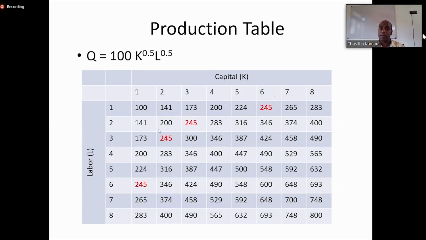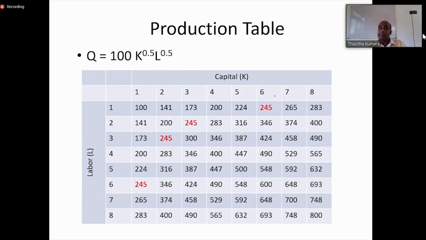So output doubled. And we had 2 capital. Let's say we are going to increase it by 100%. We put another 2, right? It will be 4. And here 2, and we will be putting that also to 4. So then 4 labor and 4 capital will yield 400. It is again double. Previously it was 200.